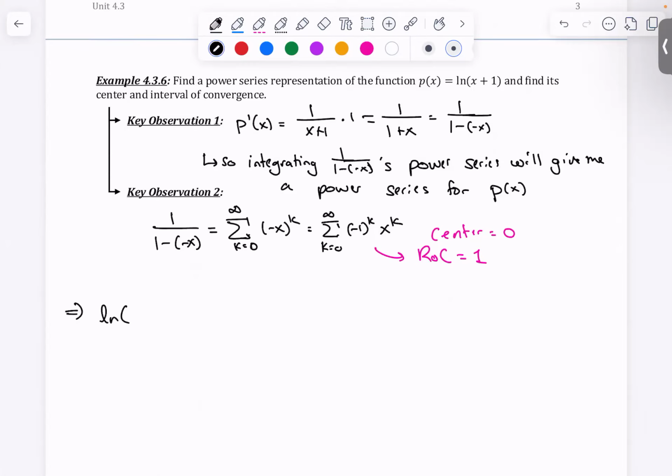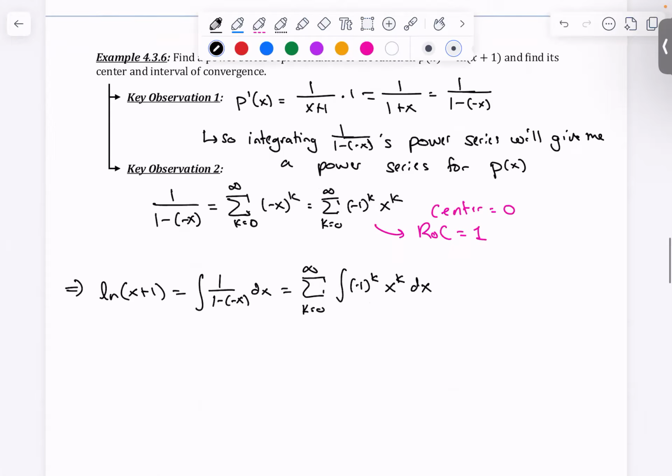So natural log of x plus 1 is equal to the integral of 1 over 1 minus negative x dx, which is equal to the sum from k equals 0 to infinity of the integral of negative 1 to the k x to the k dx. That's what we have. The integral of that function. So if we find this, we get our answer. And as the theorem says, this is provided we are within the radius of convergence. The reason why I can do this is because we're within the radius of convergence.